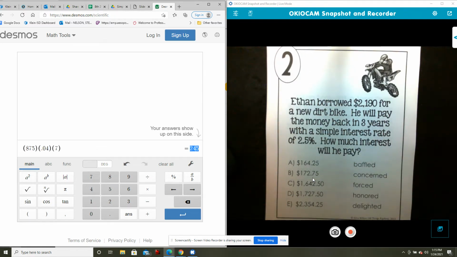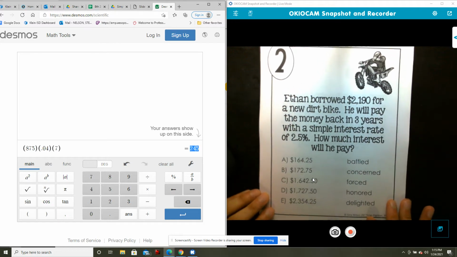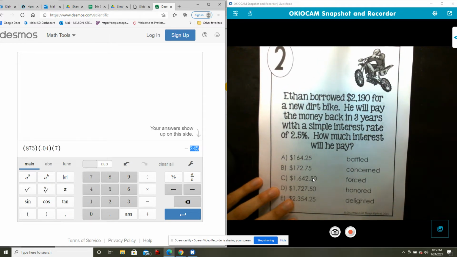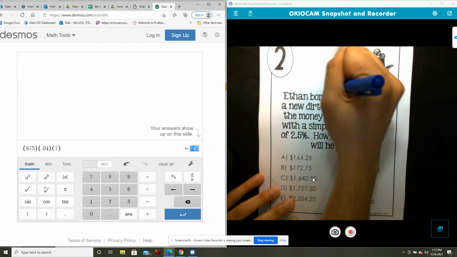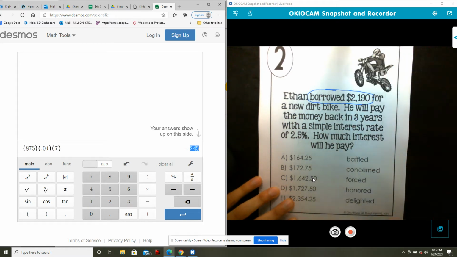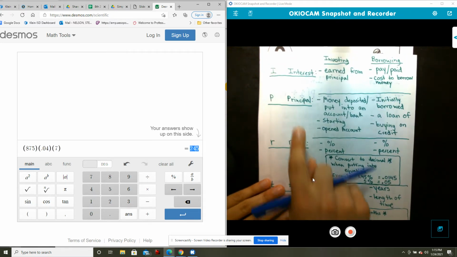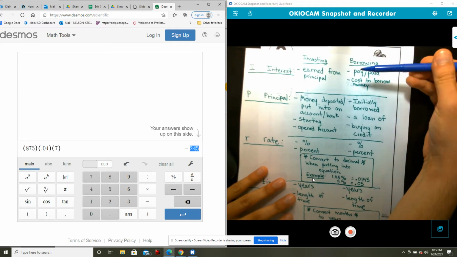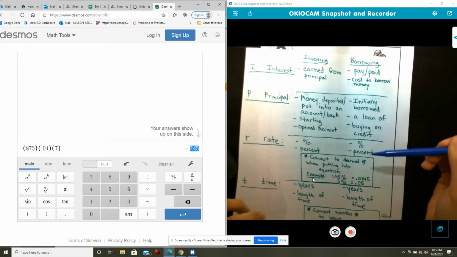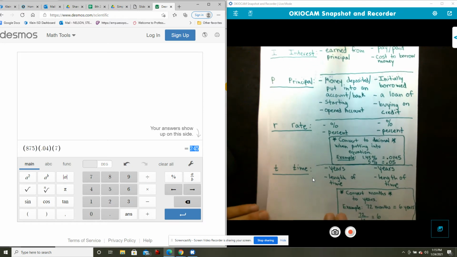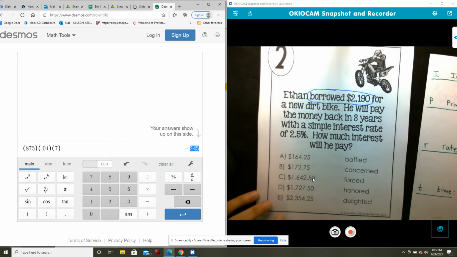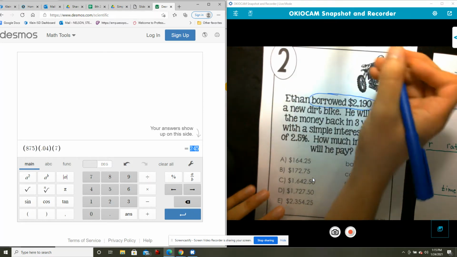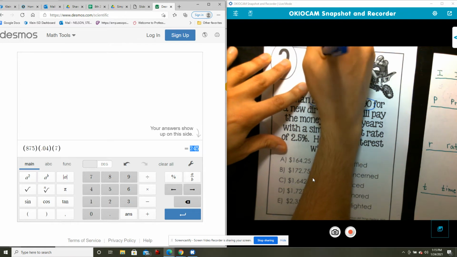All right, so let's take a look at number 2. Let's help you with this one. So Ethan borrowed $21.90. Okay, so we're dealing with a borrowing question. In order to find each of our variables, we're going to look for each of these keywords, and I'll put this page online for you guys sometime. So remember, write out I equals PRT.